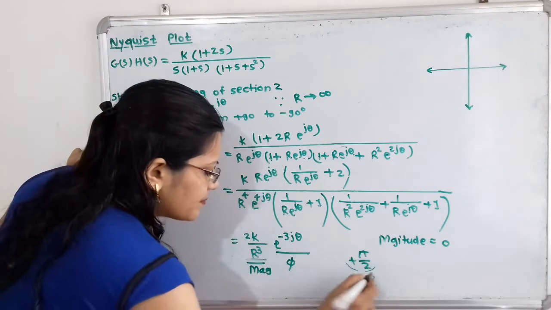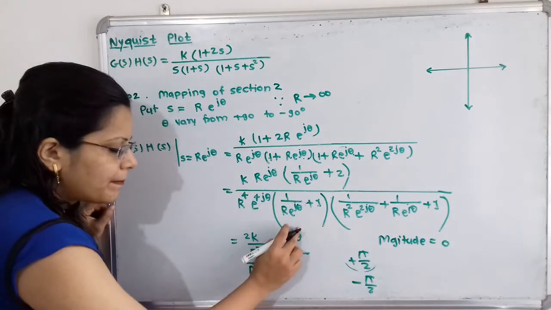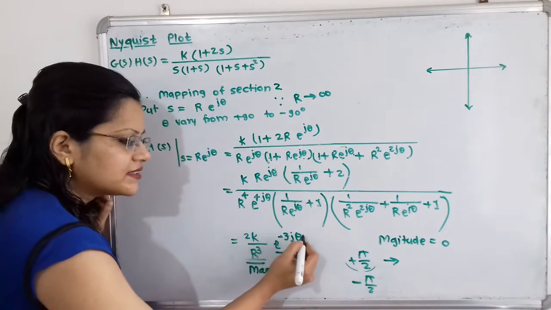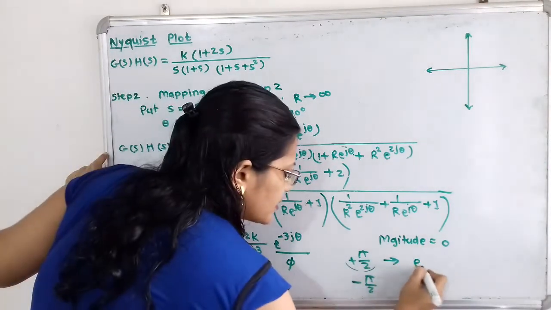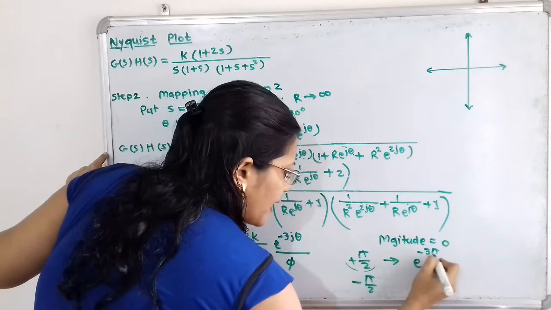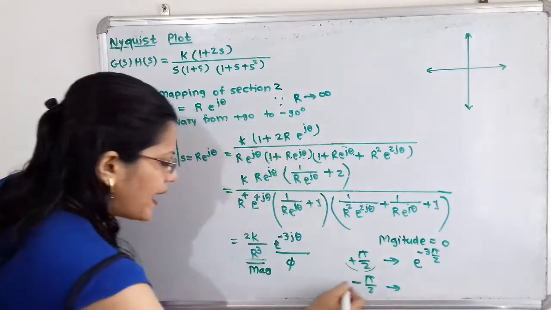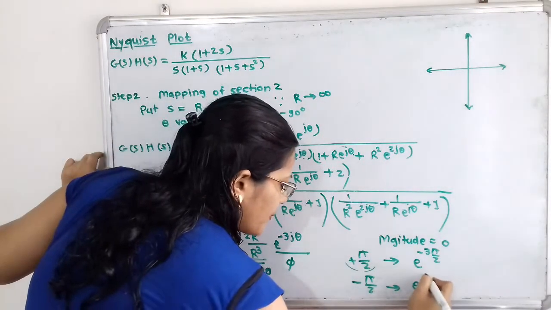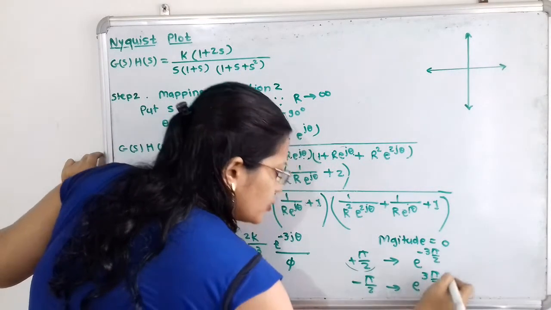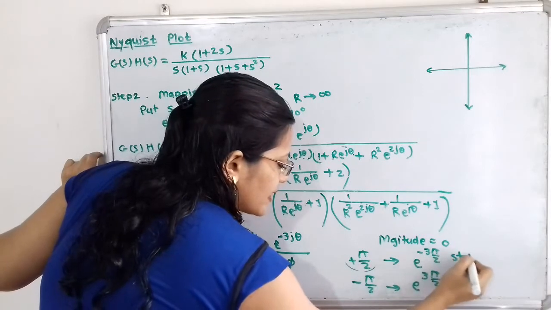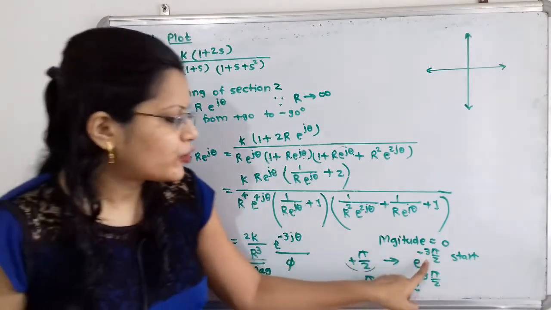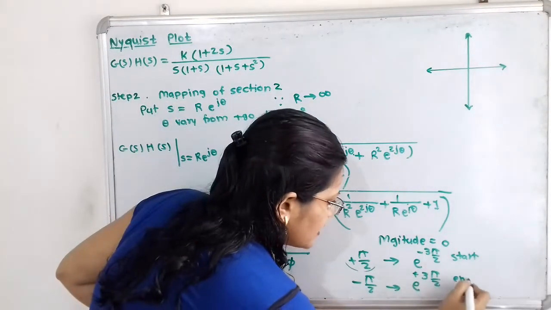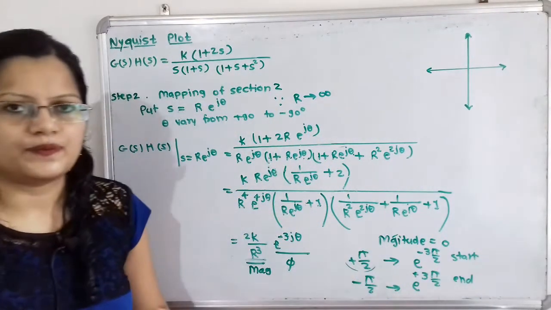So if I take plus pi by 2, then here what is the angle? That is e raised to minus 3 pi by 2. So I will write e raised to minus 3 pi by 2. And if I take minus pi by 2, then minus minus will become plus, e raised to plus 3 pi by 2. So this is the start, or we can say the starting angle from minus 3 pi by 2 towards plus 3 pi by 2, and here is the end, and magnitude is 0.